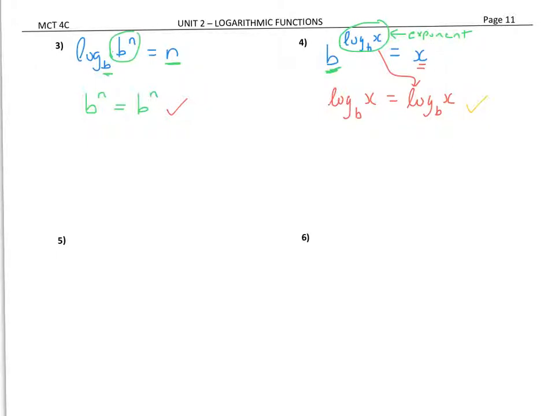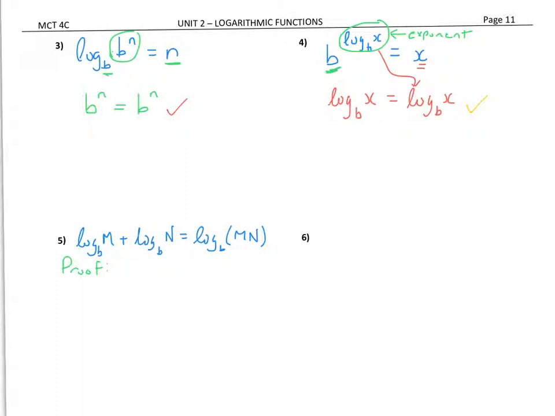Number 5 is the one that you explored during the investigation, and you should have found that the log of m with a base of b plus the log of n with a base of b is the same thing as the log with a base of b of m times n. Now we are going to do a little proof on this.